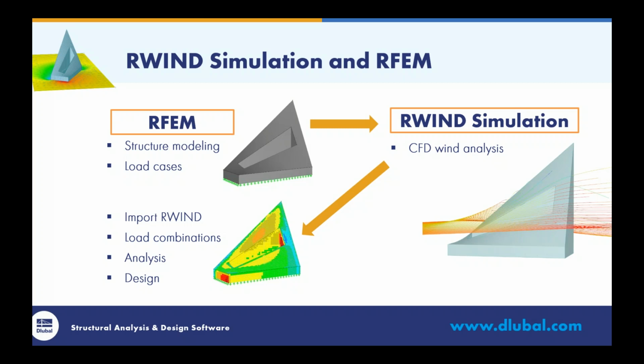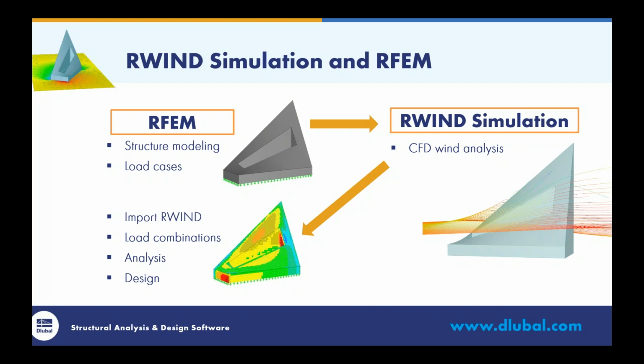We also can set up our various load cases, so dead load, live load, snow load. But when it comes to our wind load case, this is where we're going to export the structure geometry into our RWIND simulation. Here is where we run the CFD wind analysis. And then we can import those wind loads back to RFEM. Now we have a typical load case for wind that we can combine in our load combinations within RFEM.